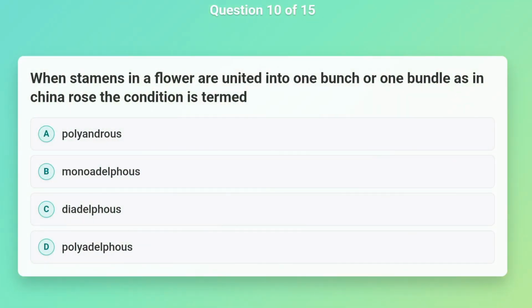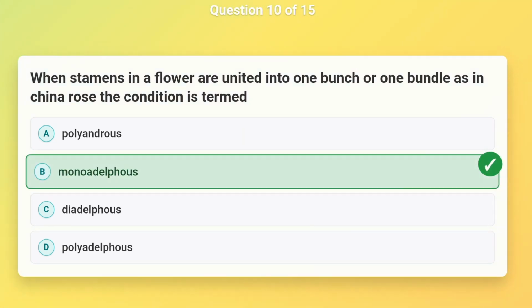When stamens in a flower are united into one bunch or one bundle, as in China rose, the condition is termed monadelphous.